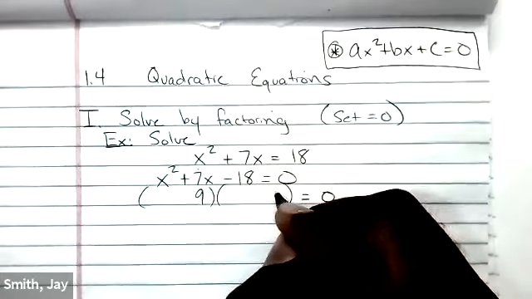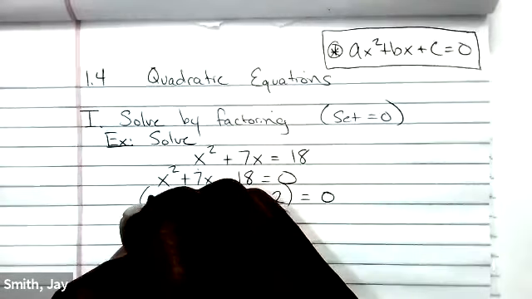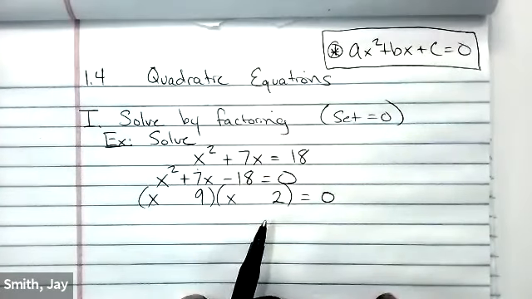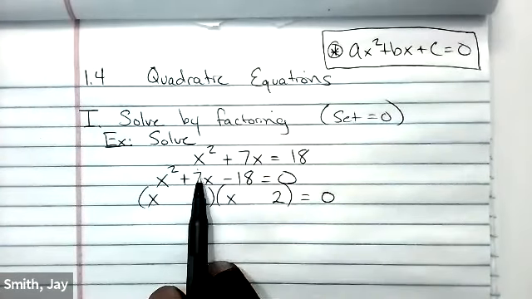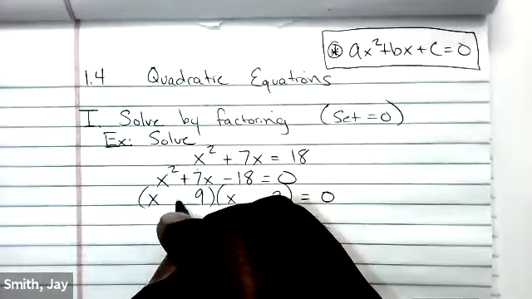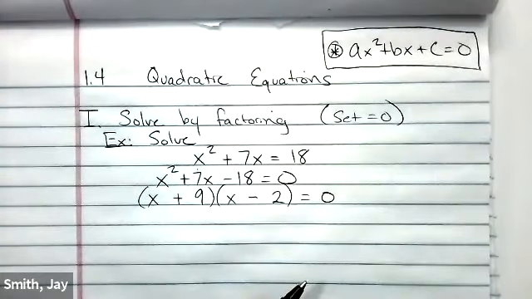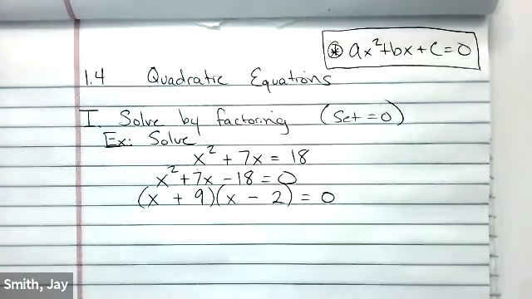We know 9 times 2 will give me 18. In order for it to be a negative 18, one must be negative, the other must be positive. In order for us to get a positive 7, the 9 must be positive, the 2 must be negative. Now, the 0 product property says that we can take each of these factors, set them equal to 0, and then solve for our solution.